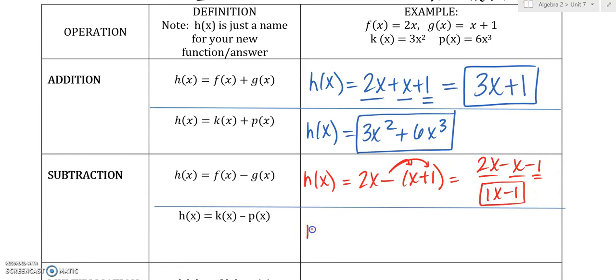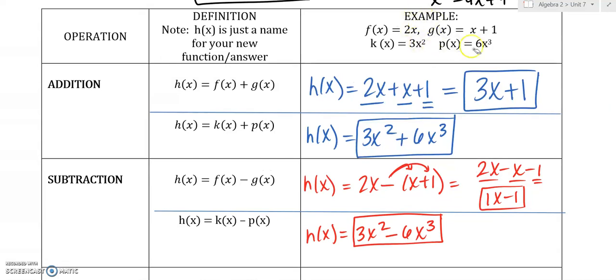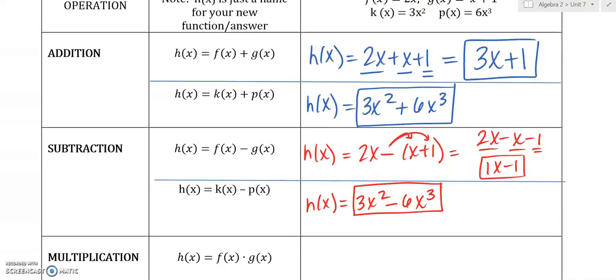Next one, h of x is equal to, what is k of x? 3x squared. I'm just looking back up here because I keep needing to refresh my memory. And then minus 6x cubed, because that's p of x. I cannot combine those like we said before, so I'm just going to have to leave them like that. Okay, I'm scrolling down. I'm going to have to keep popping back up here to look at those values.